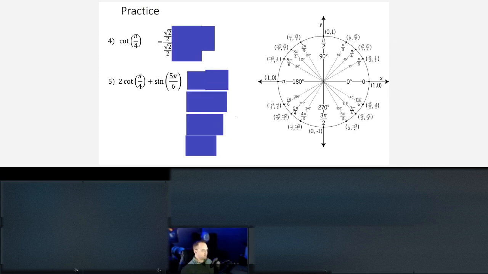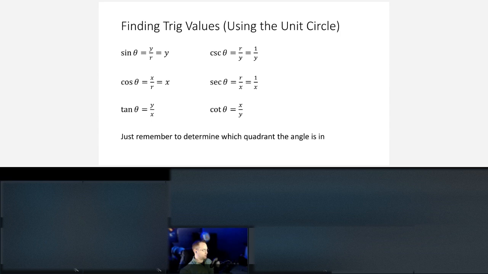Yeah. And there's the work. Remember, cotangent is, yes, it is 1 over tangent, but it's also x over y. Let me go back to that page. So yes, cotangent is 1 over tangent, but in terms of using the unit circle, it's x over y. But both work. But this would probably be the easier way to go about it.